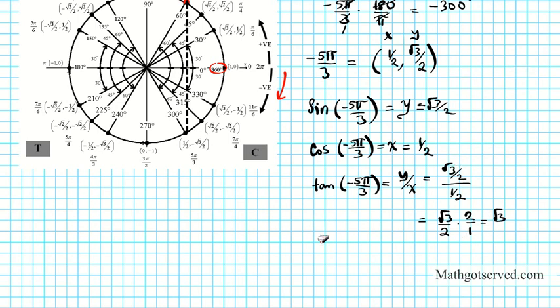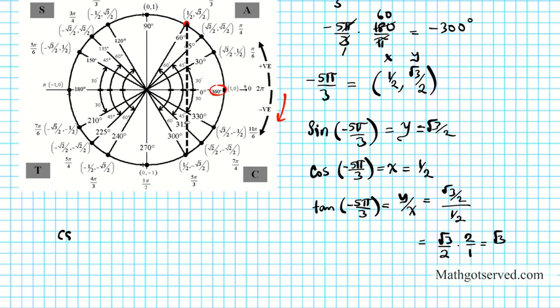Now for the reciprocal trig functions, let's start with cosecant. You want to find cosecant of negative 5 pi over 3. You just reciprocate sine. So if I flip this, it becomes 2 over root 3. Then I just rationalize the denominator, multiplying by root 3, and that gives me 2 root 3 over 3.